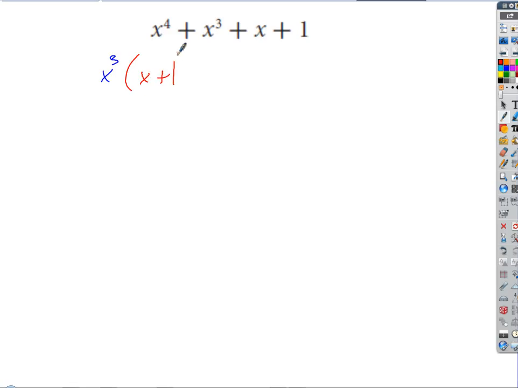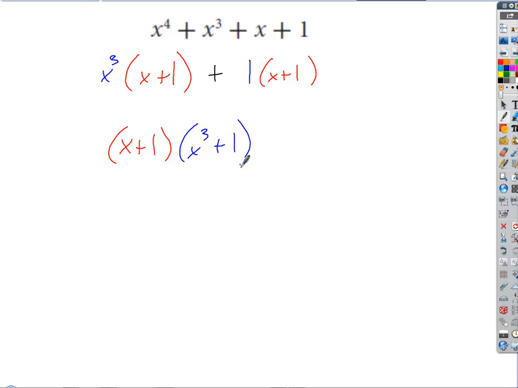X plus 1. Okay, plus, and then we're in the same boat as last time, aren't we? We've got this x plus 1, and if I want to write it, there is a coefficient of 1 out front, right? So what do I end up with if I factor out the leftover common factor? X cubed plus 1 times x plus 1. Okay, so can I go further?